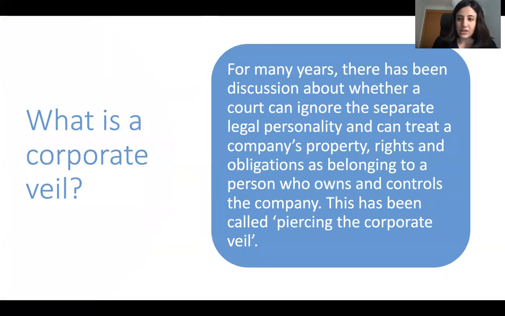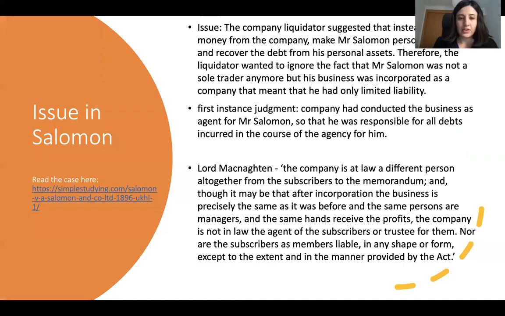In the first judgment, it was argued that the company had conducted the business as agent for Mr. Salman, so that he was responsible for all the debts incurred in the course of agency for him. So he was recognized as a principal. However, on the appeal, it was argued that Mr. Salman was not personally liable for the debts, because the whole idea of a company being a separate person from its members means that the member of the company cannot be made personally liable.